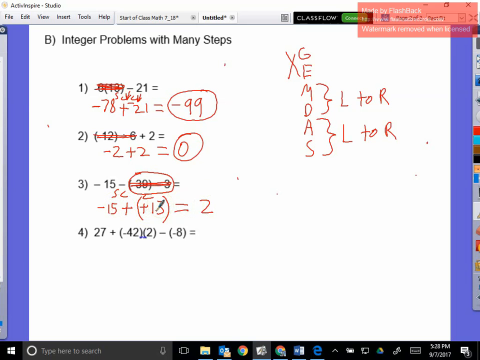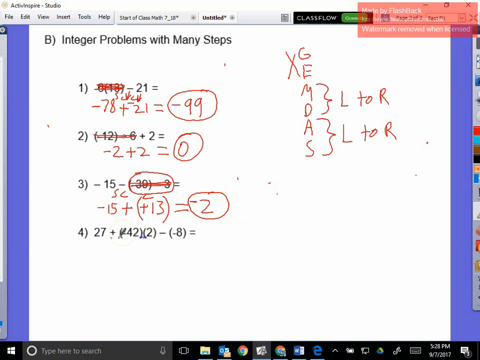15 take away 13 is 2, and we're going to make that negative because we have more negatives than positives. All right, so our answer for that is going to be -2. Okay, all right, guys, you're doing great. We got our last one here.